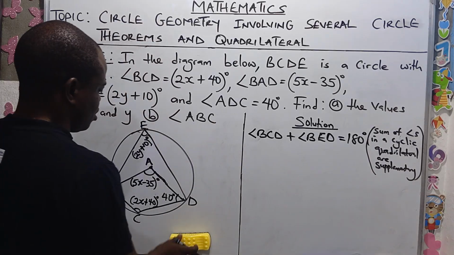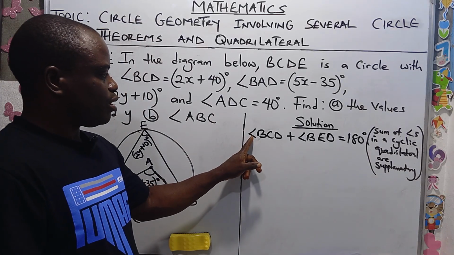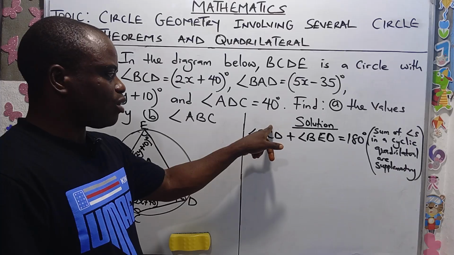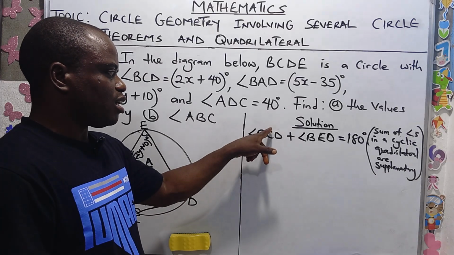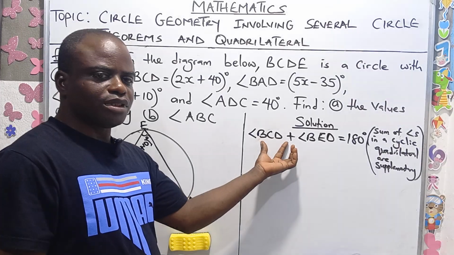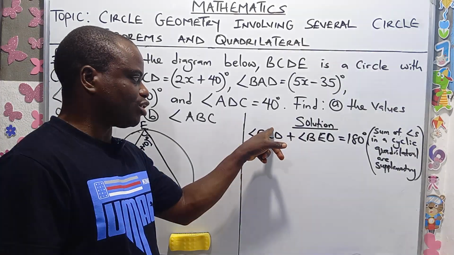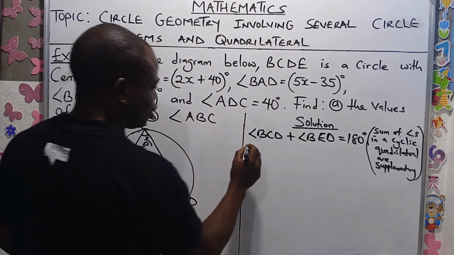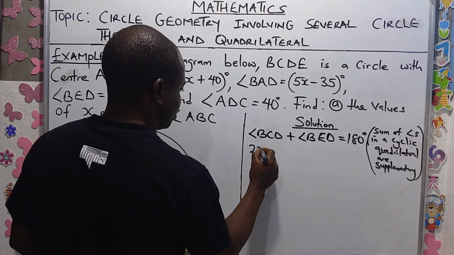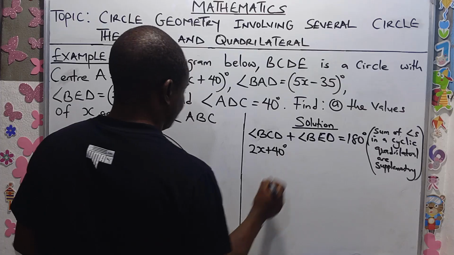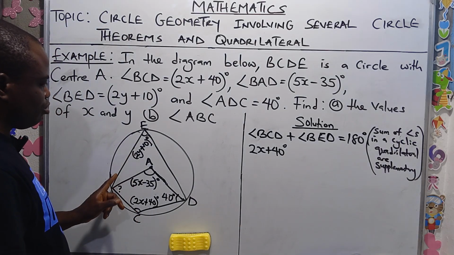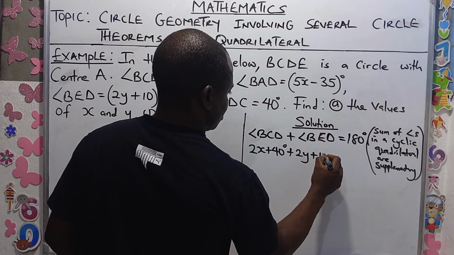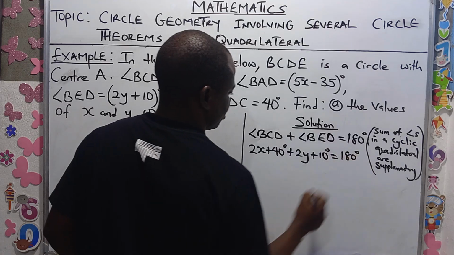Now, what is the angle? When you are referring to an angle being shown by the sides, it is referring to the angle at the letter in the middle of the letters being written. It's referring to the angle at C and the angle at E. Let's see the angle at C. That's 2x plus 40 degrees. 2x plus 40 degrees plus angle BED, which is 2y plus 10 degrees, equals 180 degrees.